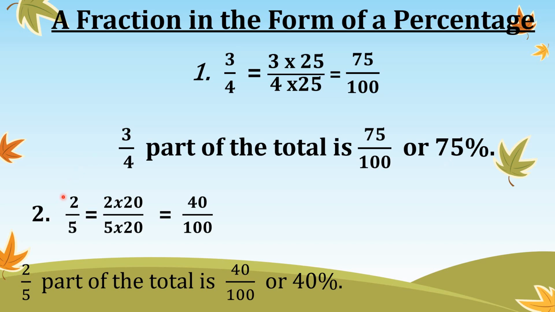Second one is 2 by 5. So here we are multiplying both the sides by 20. So 2 multiplied by 20 upon 5 multiplied by 20, that is equal to 40 upon 100. So 2 by 5 part of the total is 40 upon 100, or 40%.